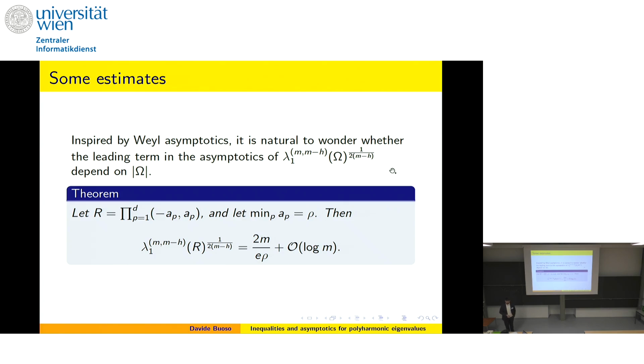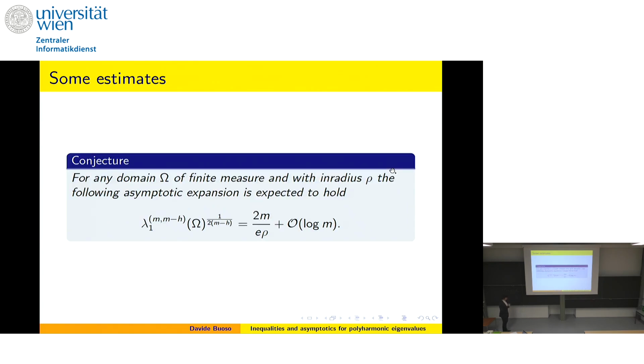So what is this rho? Actually, rho is the inradius of this rectangle. And you see that essentially you can take the rectangle and enlarge it in whatever dimension, and the asymptotics do not change. And this led us to propose this conjecture where for any omega of finite measure, that is when the eigenvalues are well defined, the first term of the asymptotics should be like this, so 2m over e times rho. And why is that?